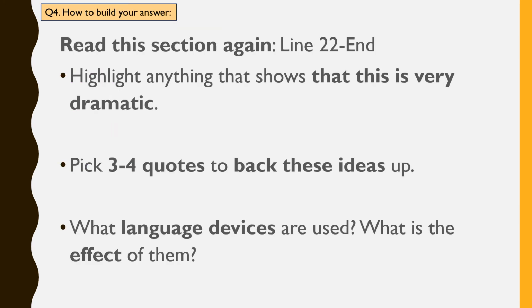So I'd like you to read that section again, line 20 to the end, and highlight anything that shows this is very dramatic. Pick out 3 or 4 quotes to back these ideas up and think about what the effect of these language devices is. So we could pick things out like we've got the dreadful shape, we've got that pre-modifying adjective dreadful, we've got the repetition of the word hound, we've got the idea that fire bursts from its open mouth, we've got the savage, appalling and hellish. These are all adjectives used to describe this, which make it very, very dramatic.